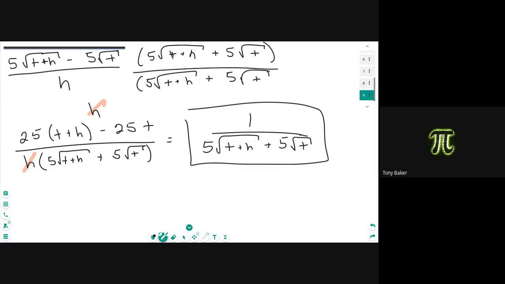So now, if I did this as the limit as H goes to 0, because that's in essence what we were doing, how does that change? So if we're looking at the limit as H goes to 0 of that, the denominator would just be two like terms, which we add together. That H goes to 0, right? And then I have 5 square root of T plus 5 square root of T, which is 10 square root of T.